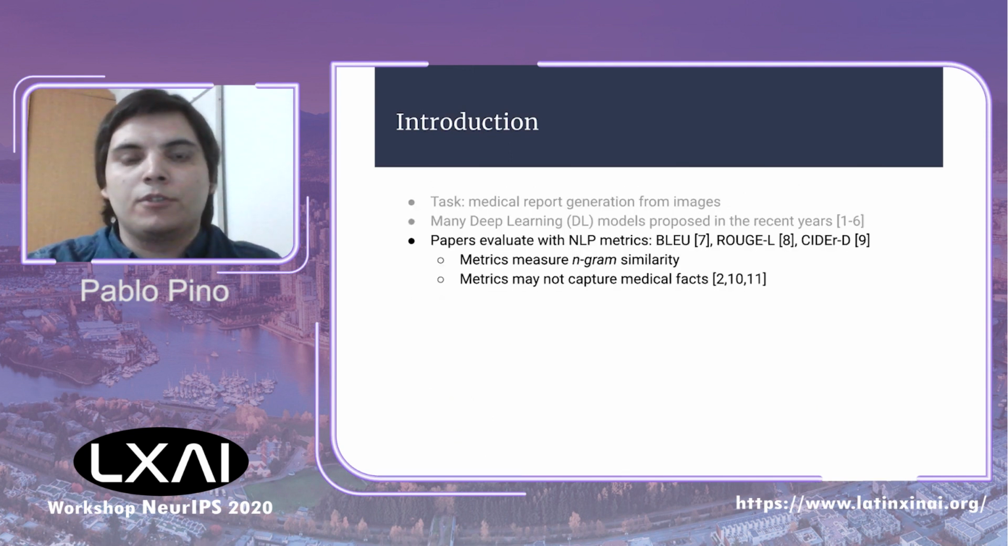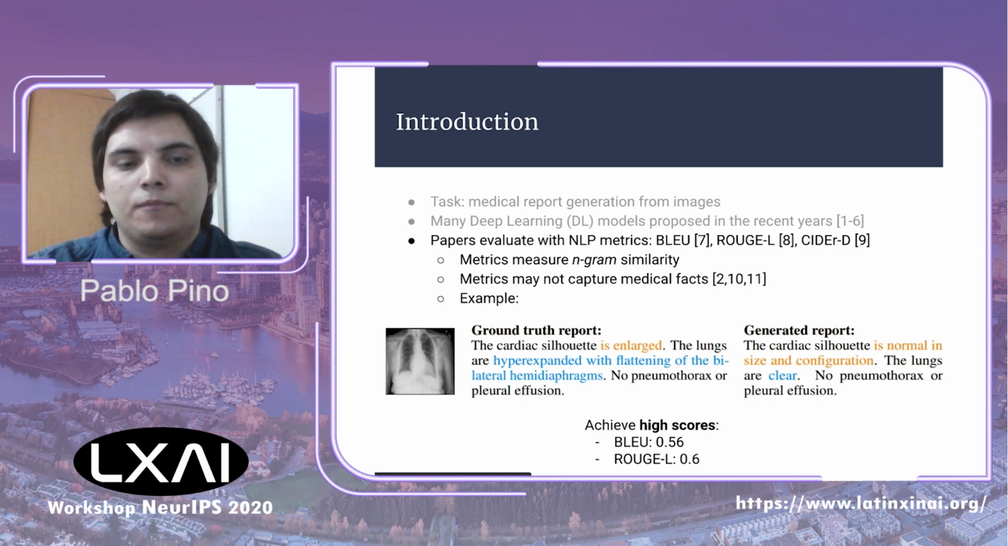Most papers evaluate their methods with natural language metrics. These metrics measure n-gram similarity between two texts. However, some authors have noticed that these metrics may not be able to capture medical facts. Consider this example. There is a ground truth and a generated report with 3 sentences each. 2 of the 3 generated sentences are stating opposite medical facts from the ground truth. However, this sample achieves high scores in these natural language metrics. Hence, we can think that these metrics are not suitable for this task, as we should be measuring correctness from a medical point of view.